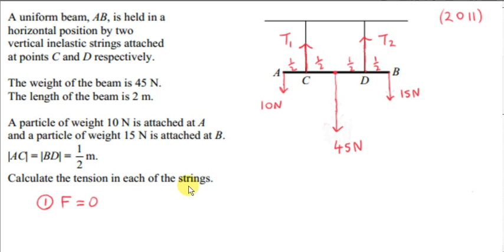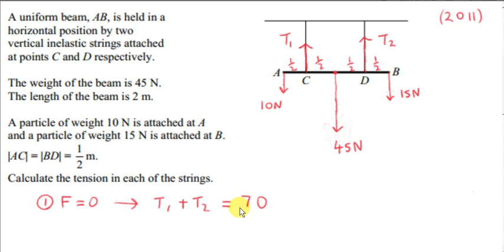So we want the tension in each of the strings, so let's use the first of the two conditions for equilibrium. The resultant force must be 0. So it's very easy here to add up these forces, they're all in the vertical direction, so the forces up are given by T1 plus T2 must equal the sum of the forces down, 10 plus 45 plus 15. So we get 70 for that.